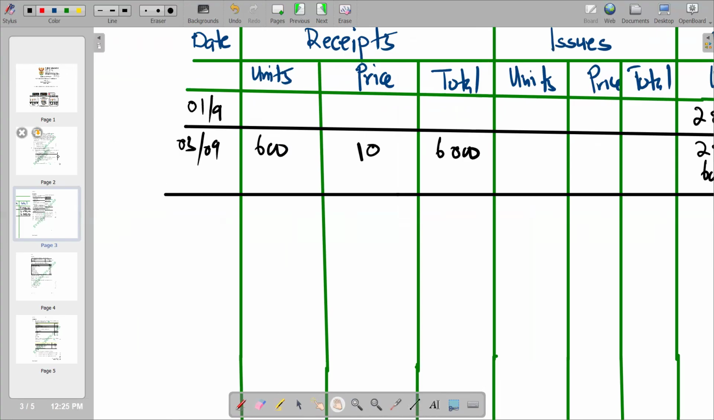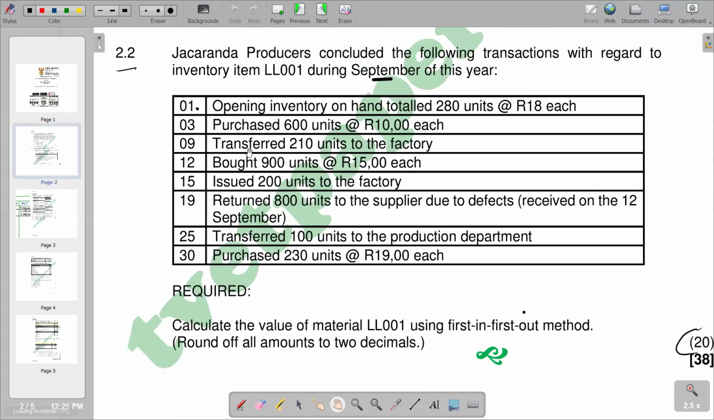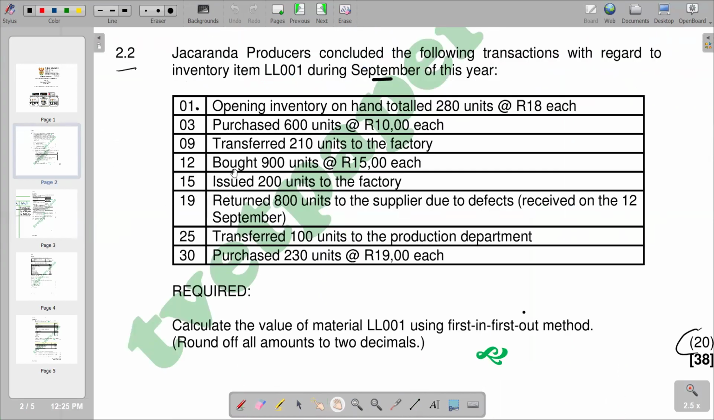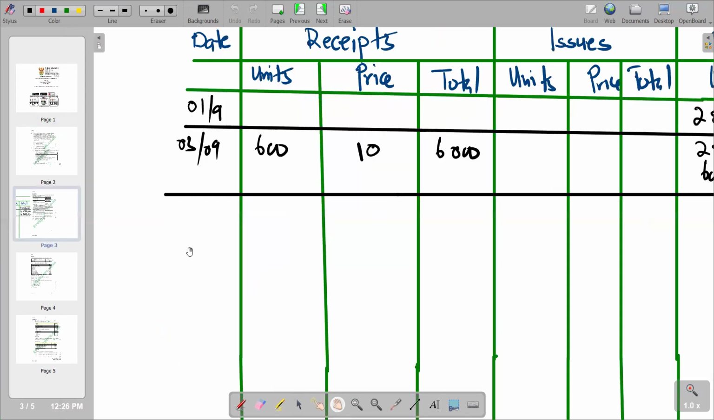Move on to the next day, which we are given as 9. We have transferred 210 units to the factory. So on the transfer, we are going to put them in the column for issues because they are going out. So we are saying number of units going out. We've got 210 units, but they're not given the unit price. So it means we take the units that are going out from the units that were there at the beginning. Remember, at the beginning, we had 280 units. That's where we're going to take the 210 units, and then we issue them at 18 rand each. So that's what we have.